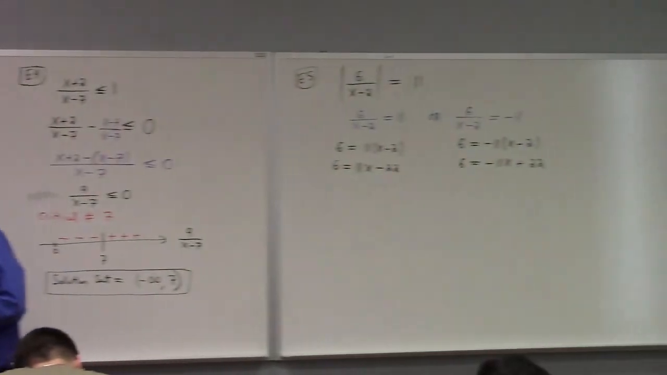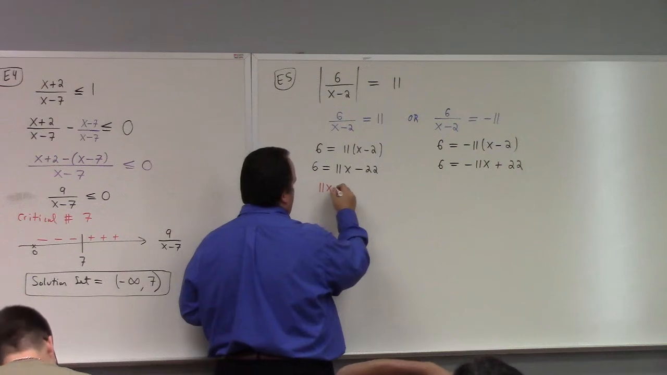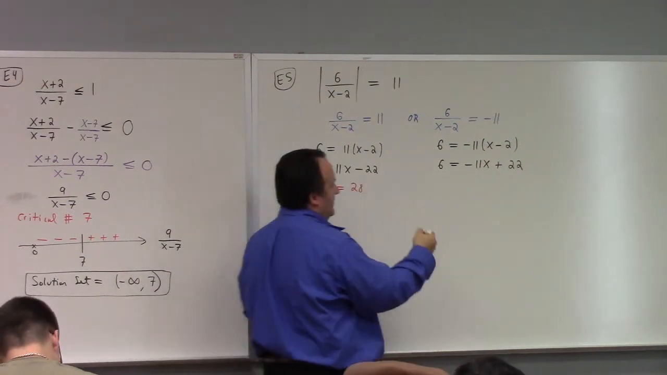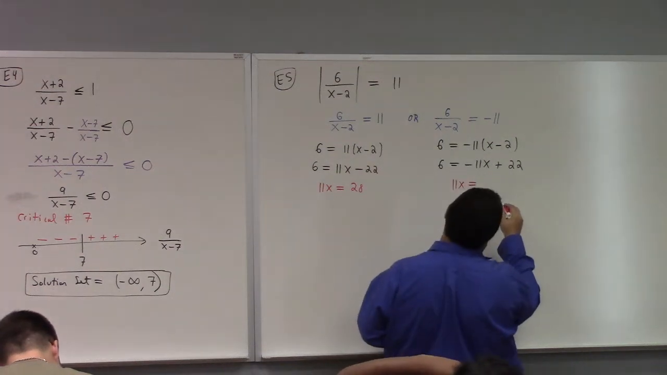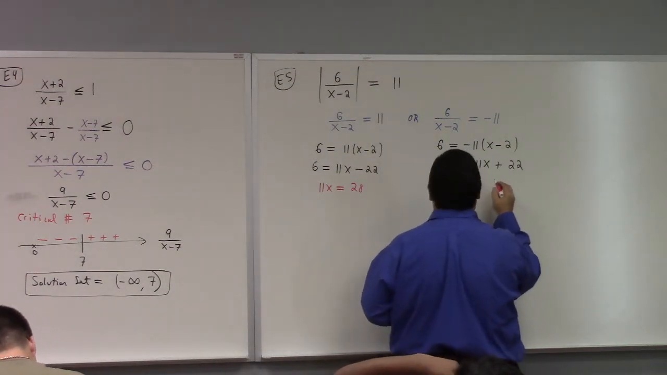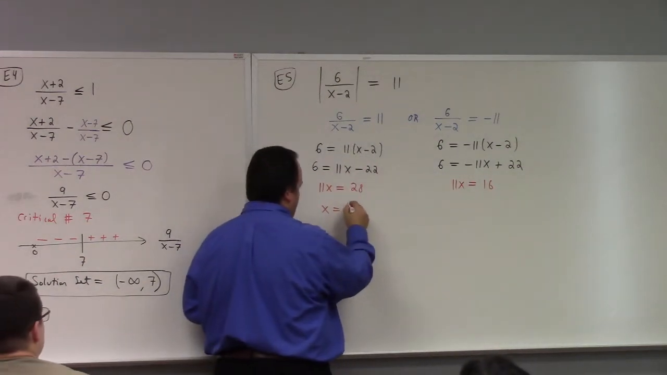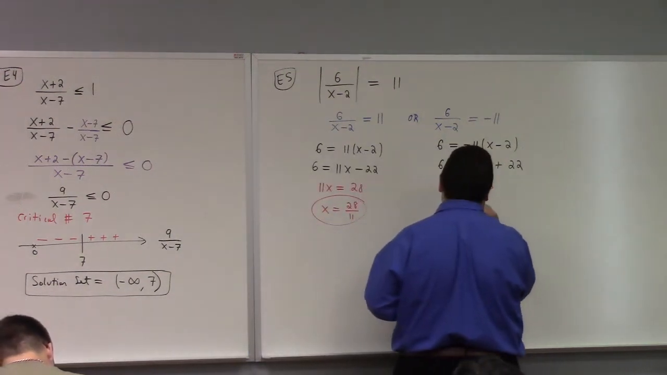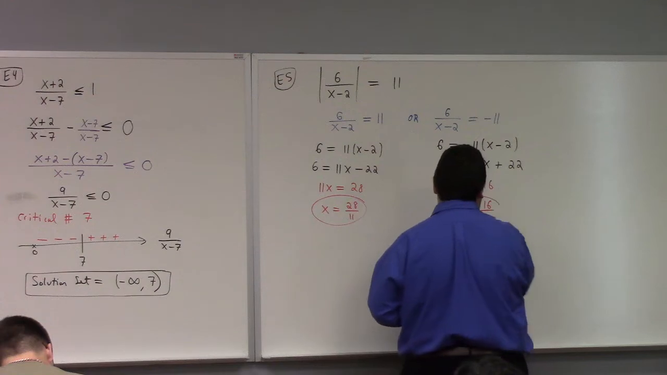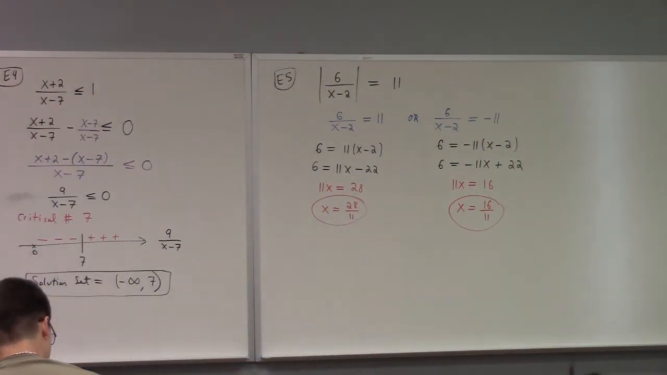Solve for x. Here we get 11x equals 28. Over here I get 11x equals 16. And so x equals 28 over 11, or x equals 16 over 11. Two solutions. There you go.